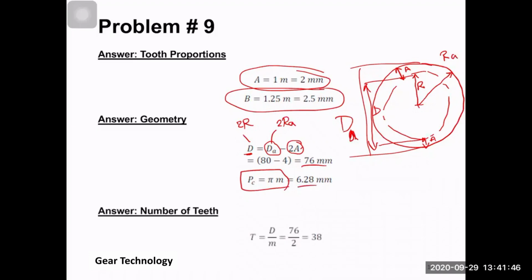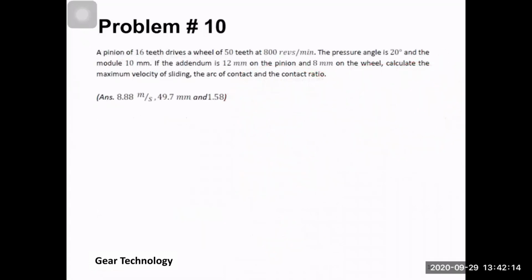The number of teeth can be found because we know the diameter and we know the module. So the pitch circle diameter is 76. If you divide this by the module, it gives you the number of teeth. So we have a pinion of 16 teeth, and it drives a wheel with 50 teeth. So the number of teeth, small t and capital T, are given.